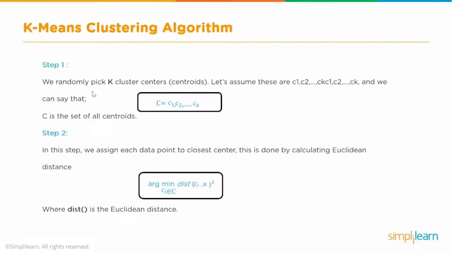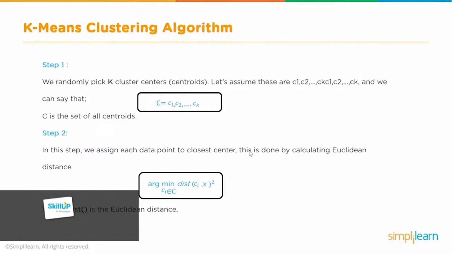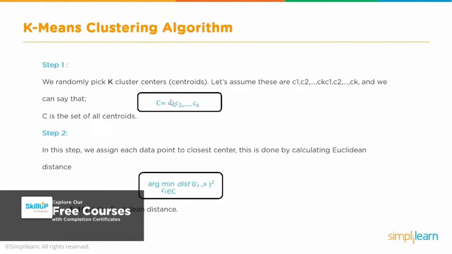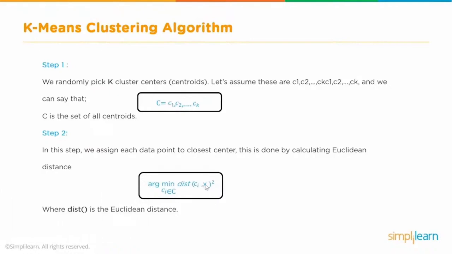So we randomly pick K cluster centers. We call them centroids, though they are not really the centroids. So let us name them C1, C2 up to CK. And then step 2, we assign each data point to the closest center. So what we do, we calculate the distance of each X value from each C value. So the distance between x1, c1, distance between x1, c2, x1, c3, and then we find which is the lowest value, right? That's the minimum value we find, and assign x1 to that particular centroid.